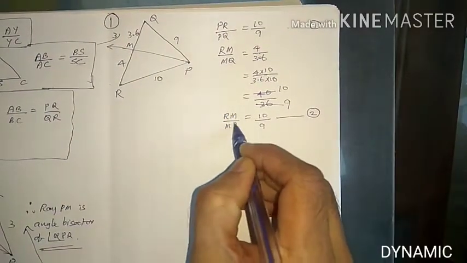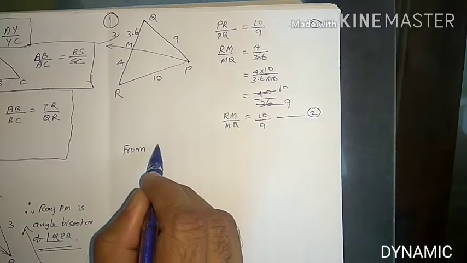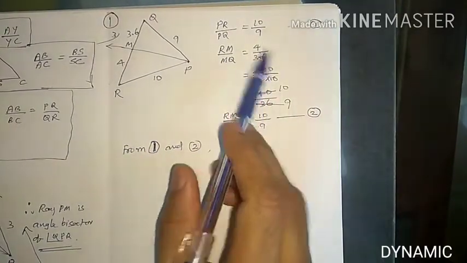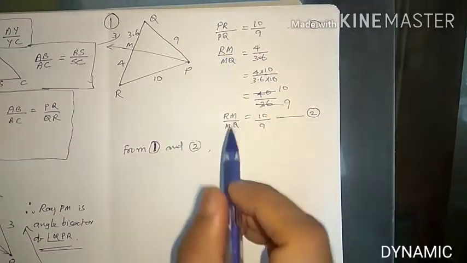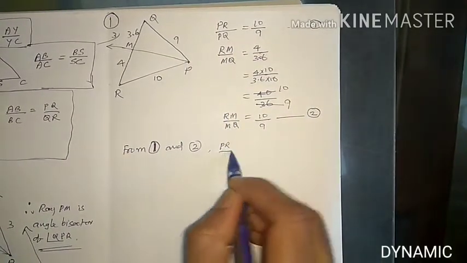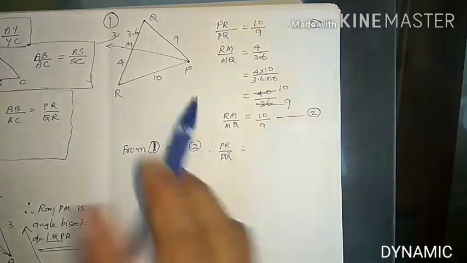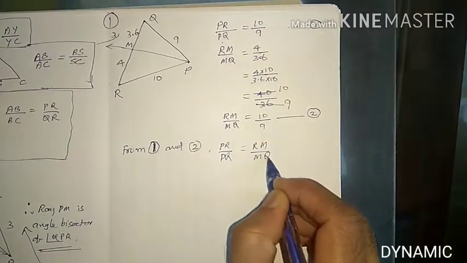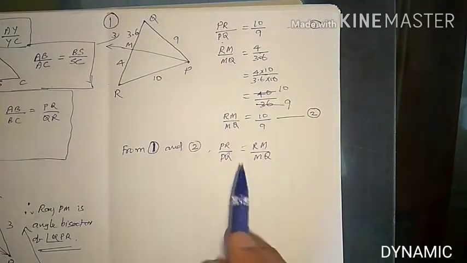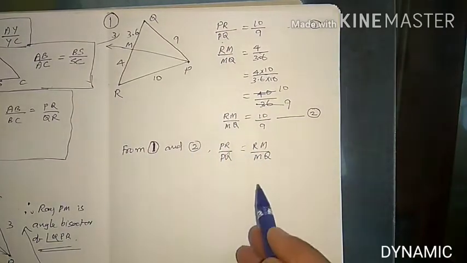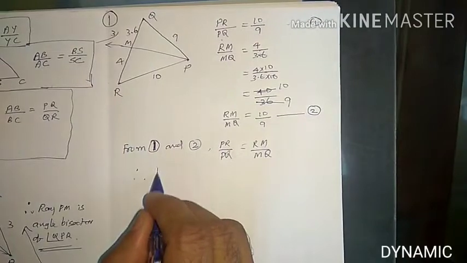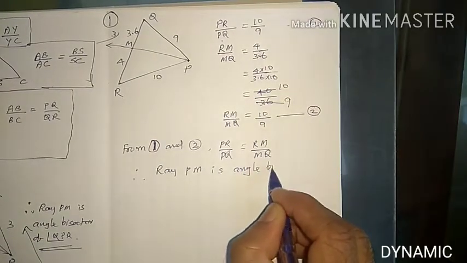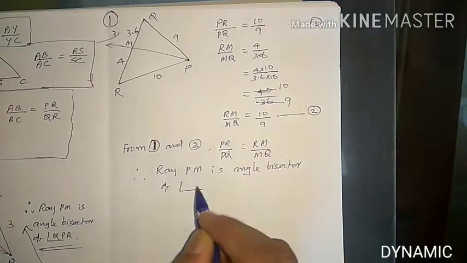This is RM upon MQ. Therefore, from 1 and 2, what are you getting? Right hand sides are equal, therefore left hand sides are equal. PR upon PQ is equal to RM upon MQ. This is the BPT's application, the angle bisector property, now proved. Therefore, ray PM is the angle bisector of angle QPR.